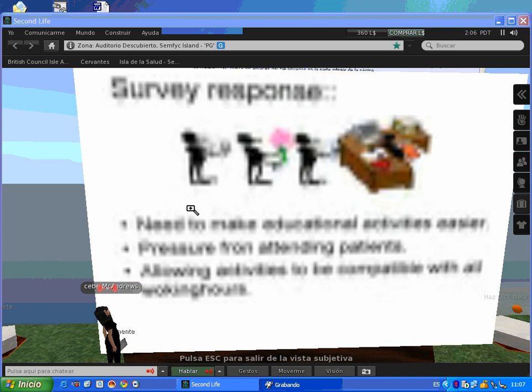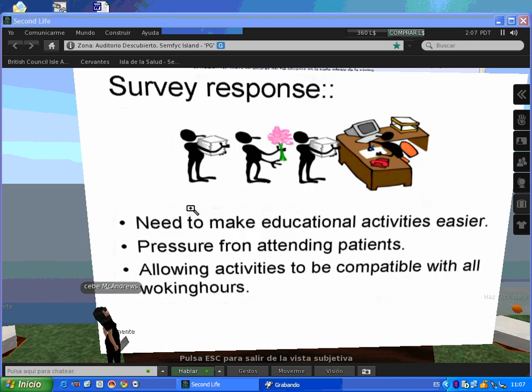What were the results of the survey? One: make educational teaching activities easily available and compatible with working hours. Two: there were complaints about the pressure of having to attend so many patients that left little time for other activities during working hours. As you can see, these were not medical, but resolving them would allow our activities to involve everyone.